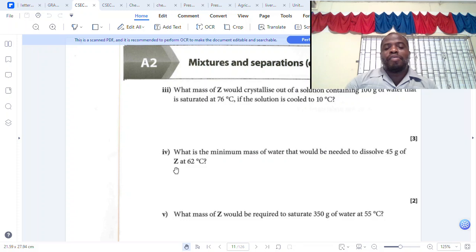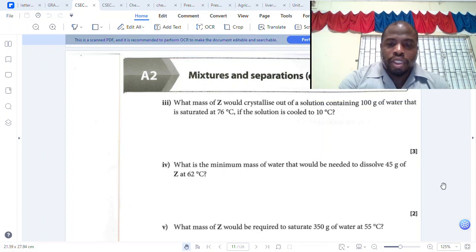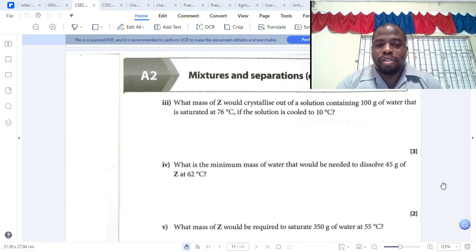Part 4 says, what is the minimum mass of water that would be needed to dissolve 45 grams of Z at 62 degrees Celsius? The next question says, what is the minimum mass of water that would be needed to dissolve 45 grams of Z at 62 degrees Celsius?